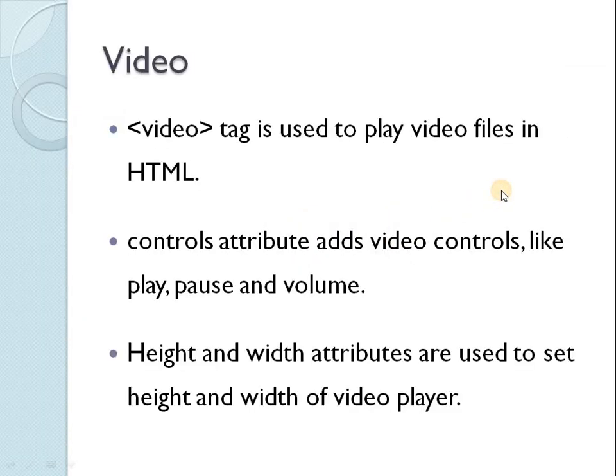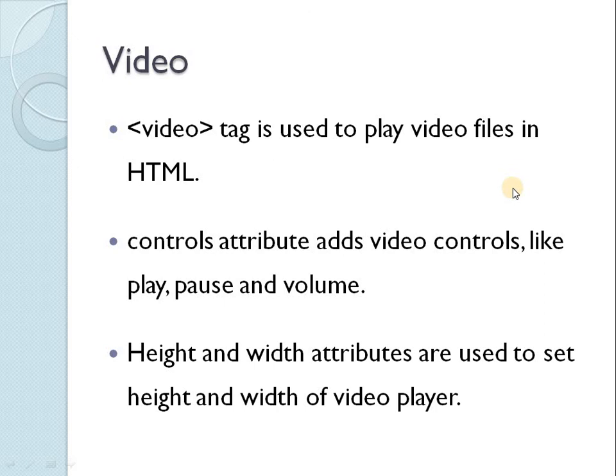The video tag is used to play video files in HTML, meaning to embed video files into HTML documents, we have to use a video tag. And the controls attribute is also used here to add video controls like play, pause and volume. Height and width attributes are used to set the height and width of the video player. Means we are going to embed a video file inside the HTML, and that will be played inside that file. So we have the option to define the height and width of that video file.